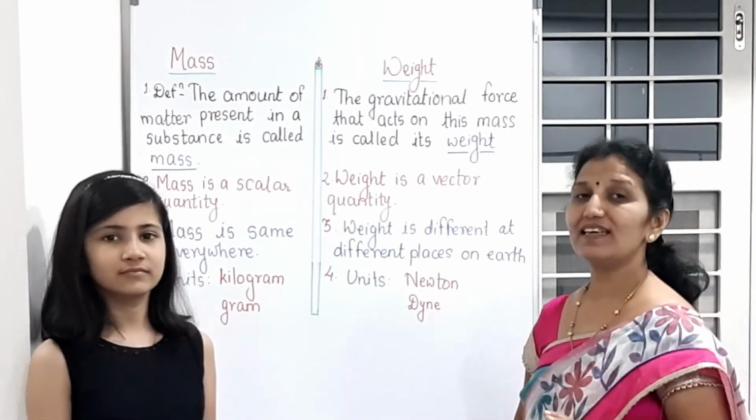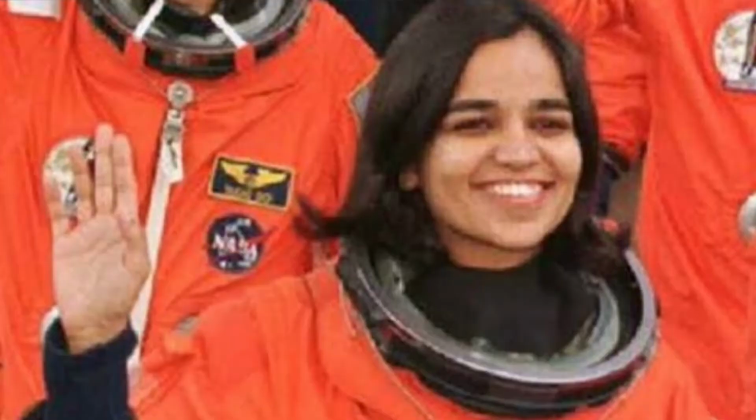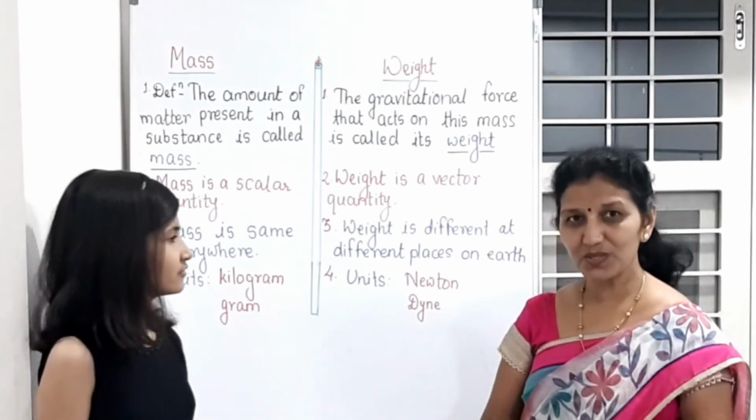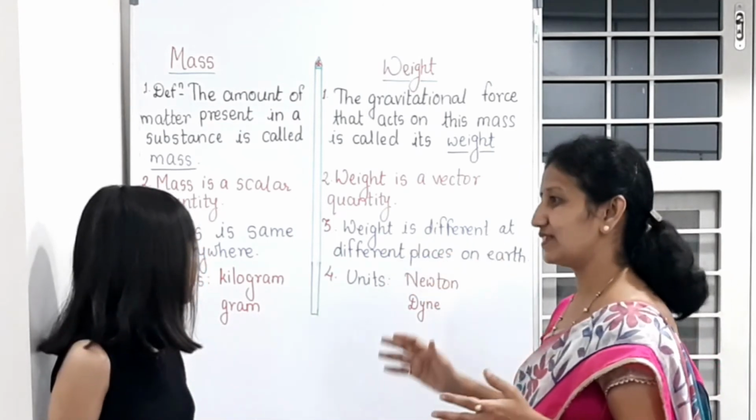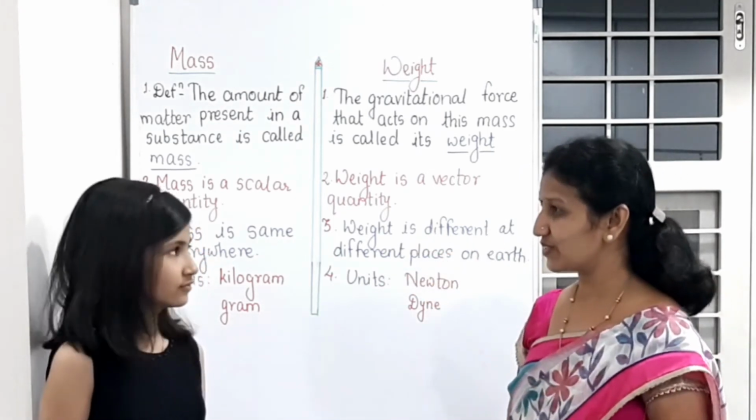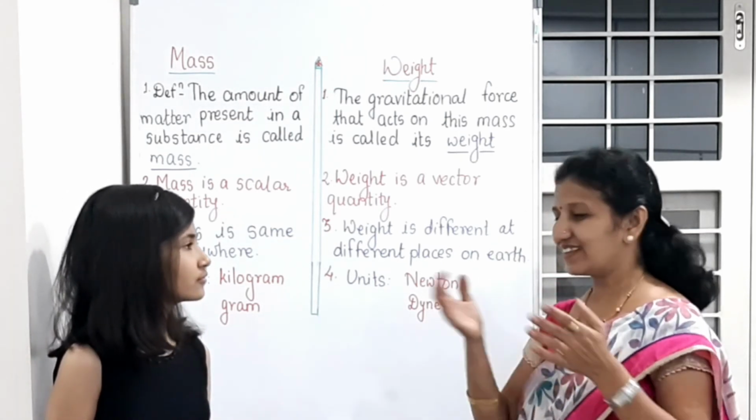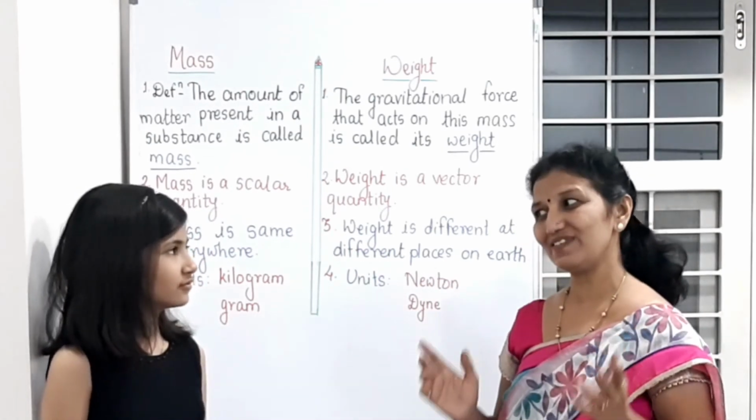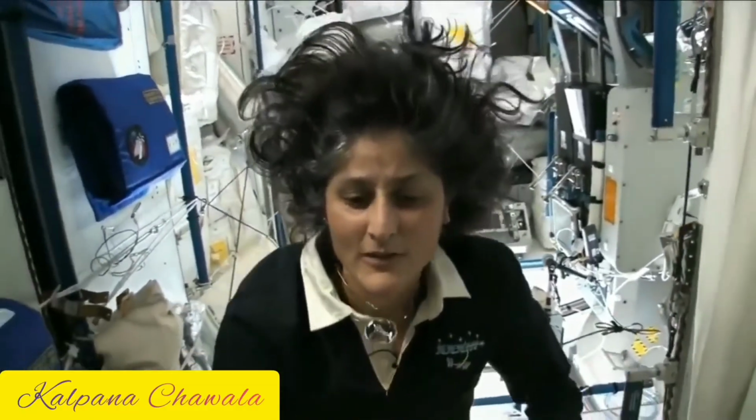Weight is different at different places. You must have seen the video of Kalpana Chawla when she was in space. In that satellite, in that rocket, if she wants to sit in a place, she can't, because there the weight was different. There was less gravitational force, and that's why if she wants to eat a chocolate, it goes here and there. Why? Because of less gravitational force. Children, watch the activities in space. Very interesting.